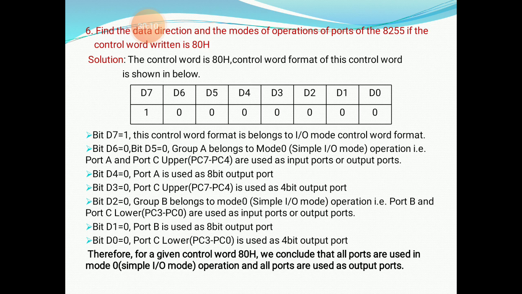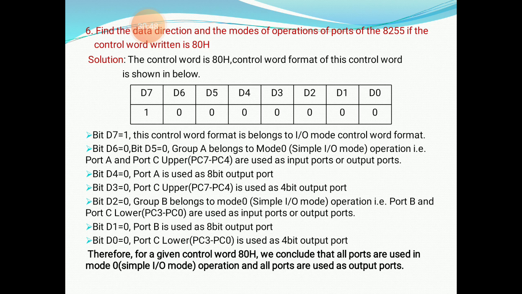The D4 bit belongs to direction of port A. This bit is 0, so port A is used as output port. The D3 bit belongs to port C upper direction. This is 0, so port C upper is used as output port. The D2 bit is used for group B mode selection. This bit is 0, so group B is operated in mode 0 operation. The D1 bit, 0, belongs to direction of port B. It is 0, so port B is used as output port. D0 belongs to port C lower direction. It is 0, so port C lower is used as output port.